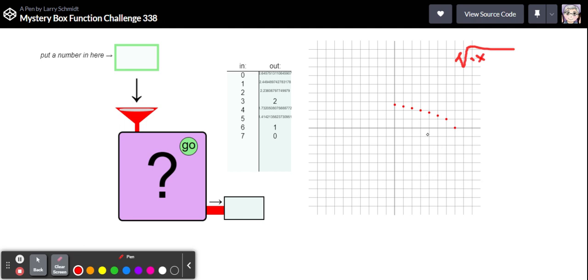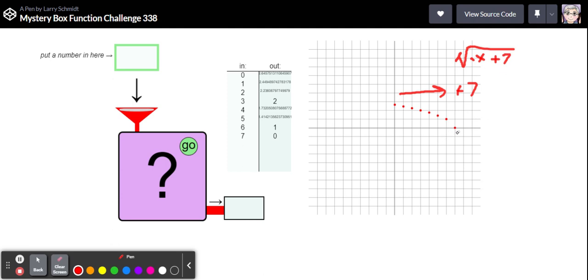And then it's been moved in this direction 7 spaces. And usually to move to the right 7, you put a -7 under the radical sign or under the parentheses, but we've got this negative sign in front of the x, so that actually should be a +7. Let's verify to make sure that works.